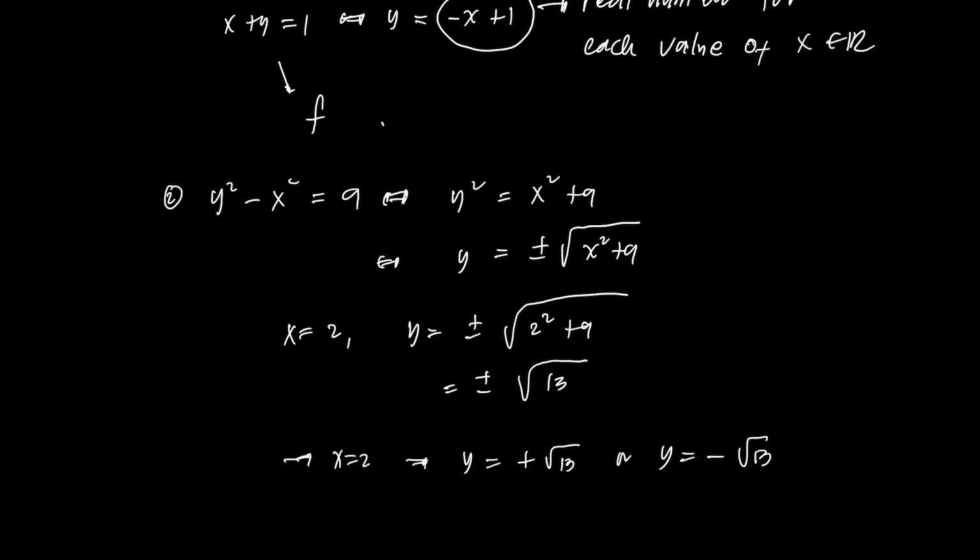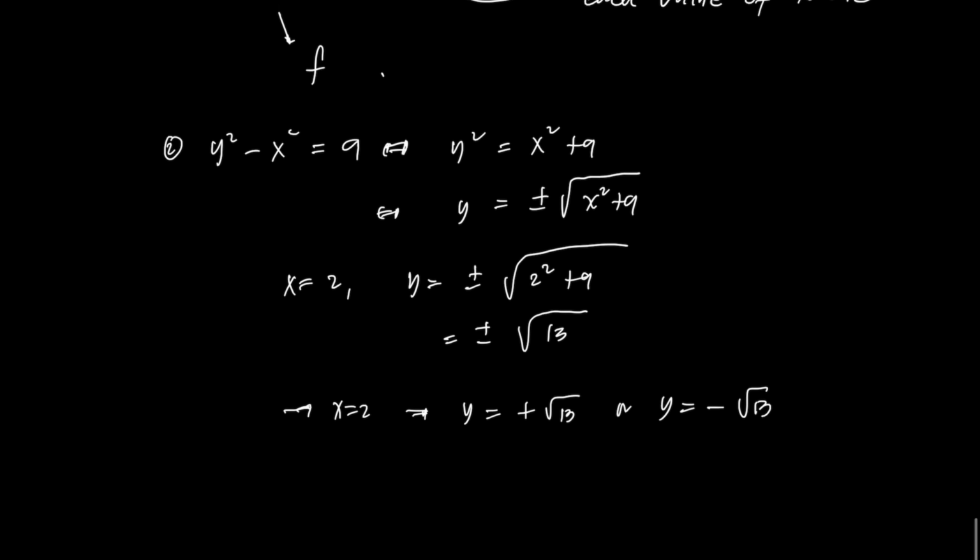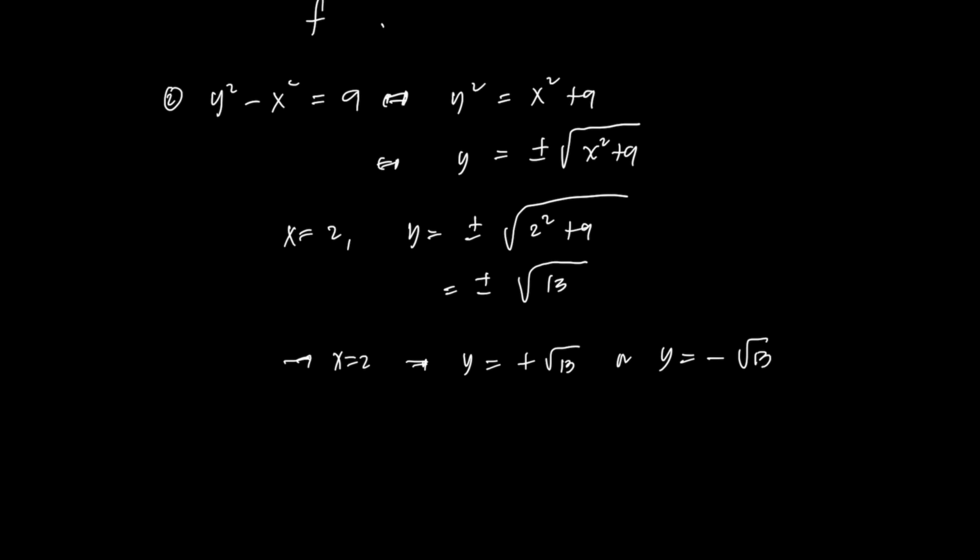So we have two values. We have two values of y for one value of x. Okay? So therefore, this is not a function. Okay? It violates the second condition of the function, or the second rule, or the second characteristic.